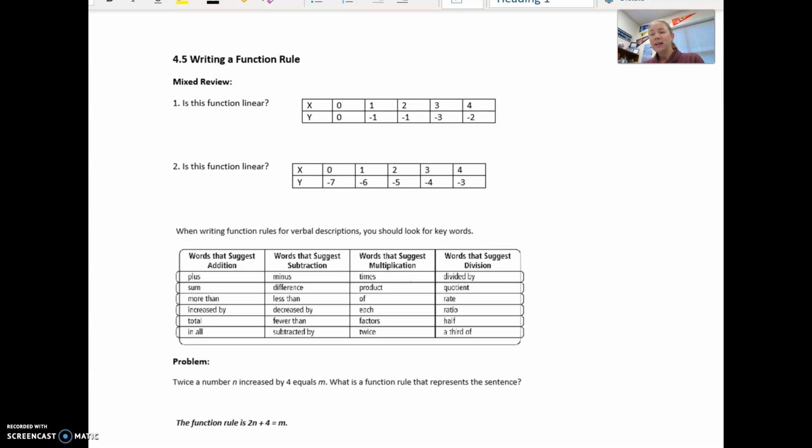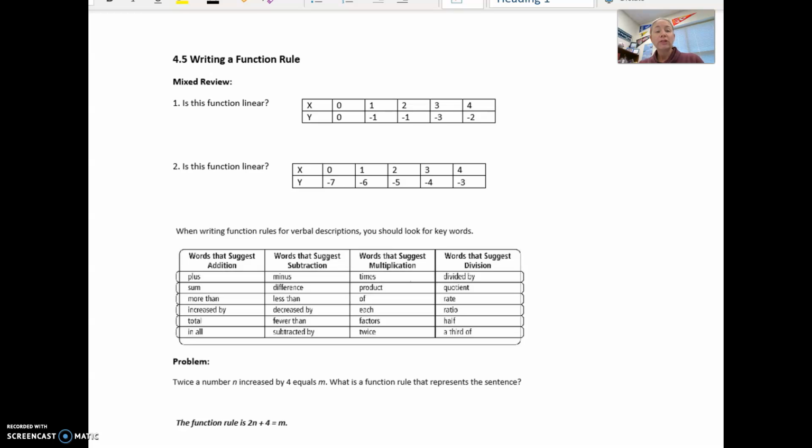Okay, hello. Today we're going to be doing section 4.5, which is overriding a function rule. It's a fairly quick lesson, and hopefully once you see the video, you can then get a little practice. We do have a couple of questions here that are kind of a mixed review.